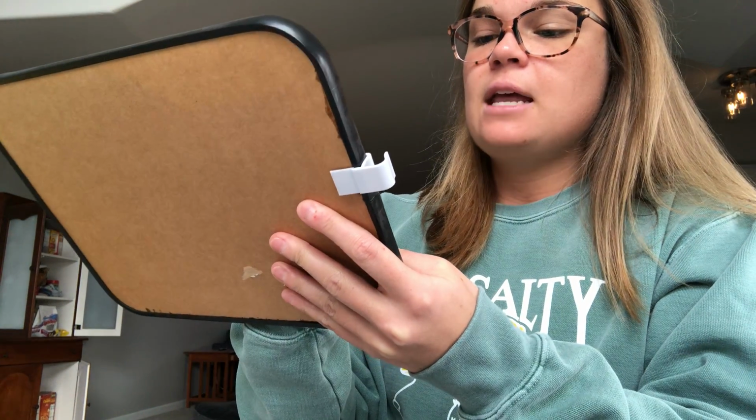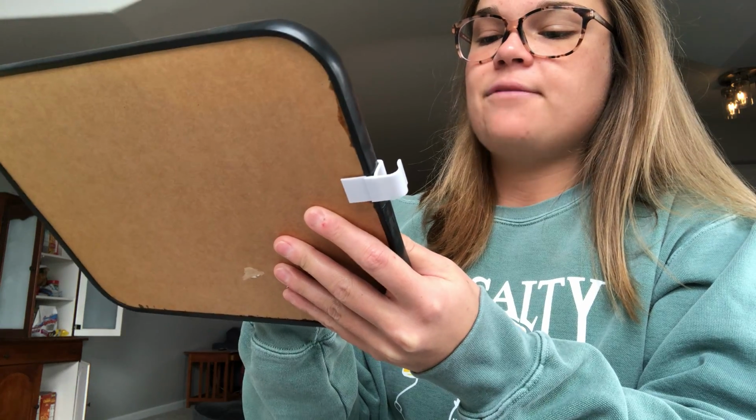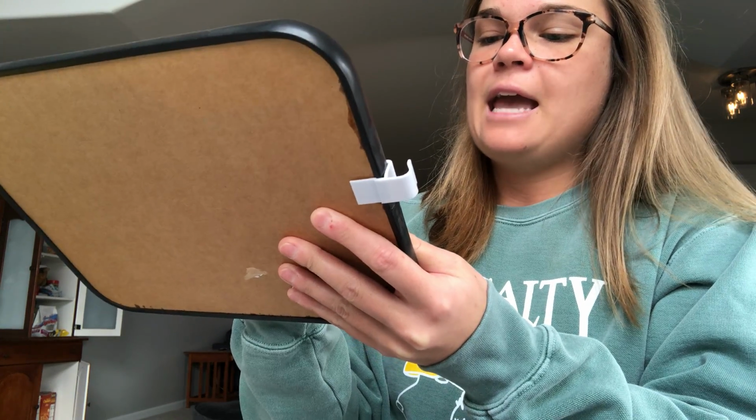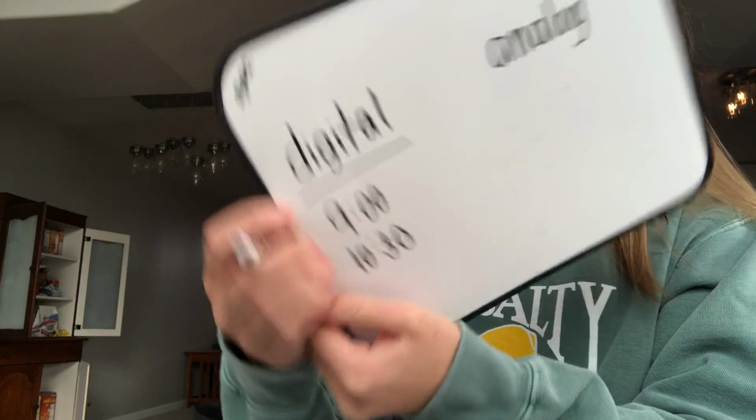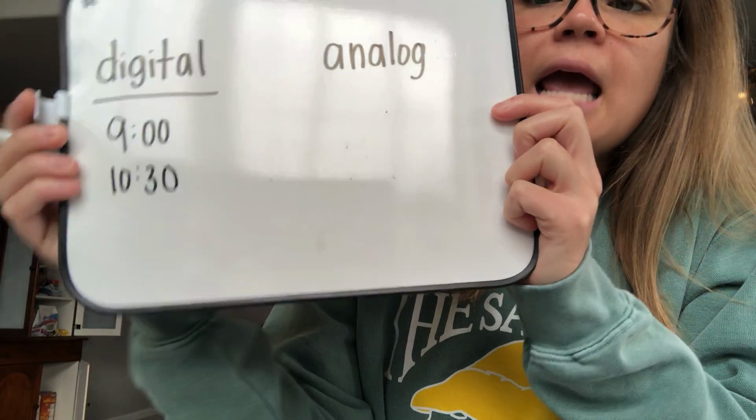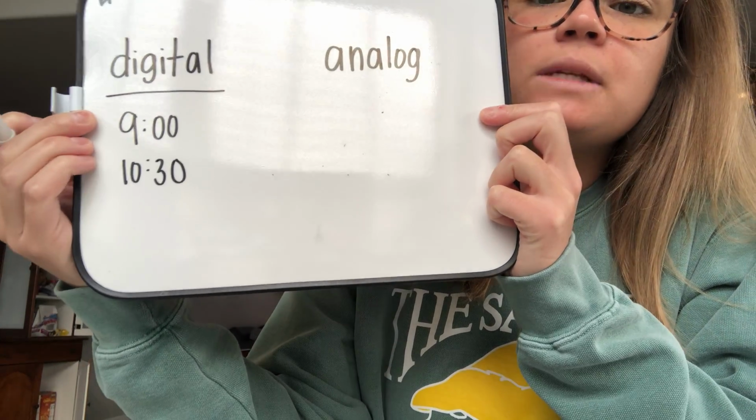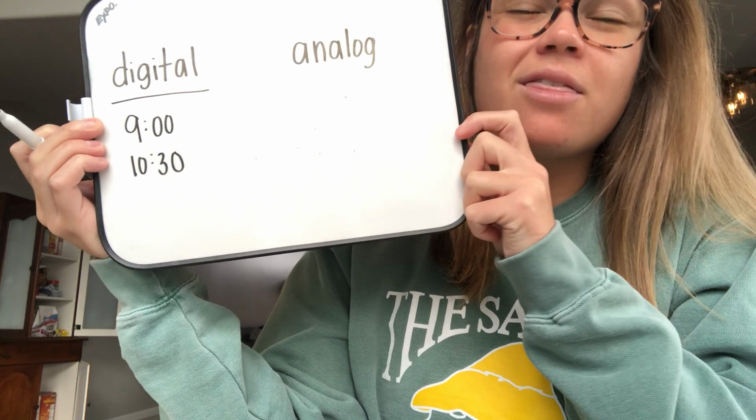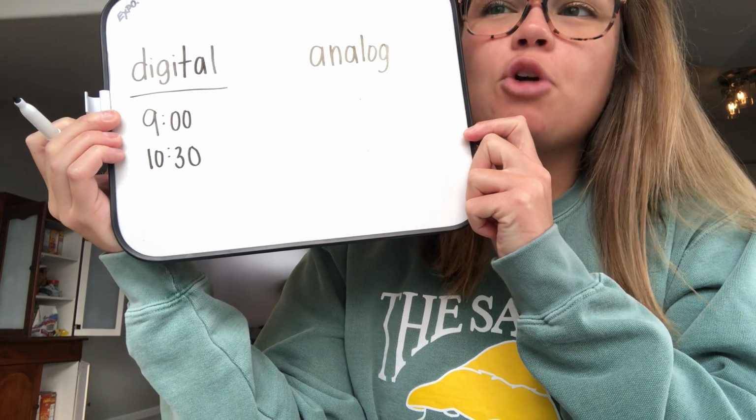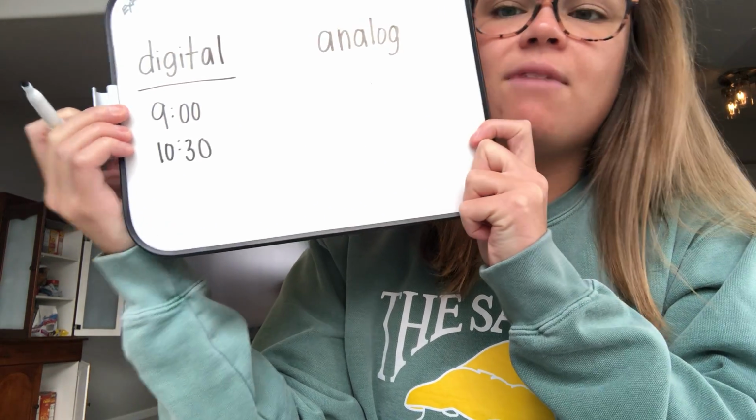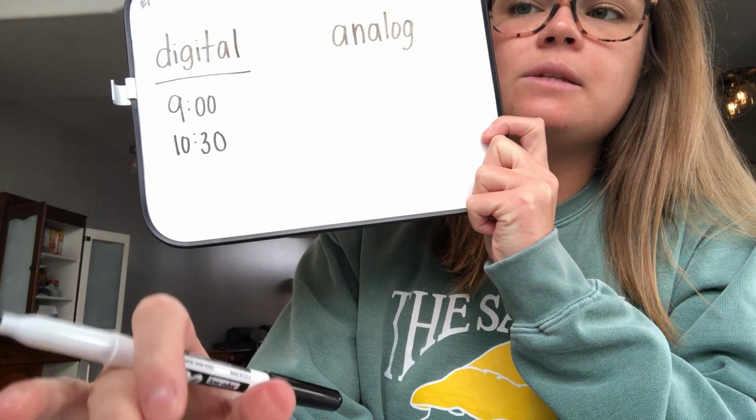A digital clock is where we have the numbers. So we could have 9 o'clock. We could have 10:30. A digital clock is what you would see with the numbers, like on the phone, on the Chromebook, on the microwave, anything like that. That's what digital means. Analog means this kind of clock.